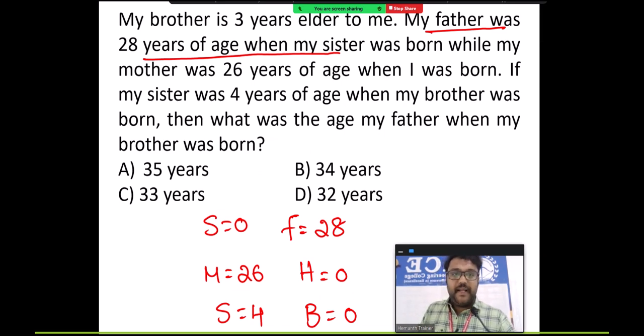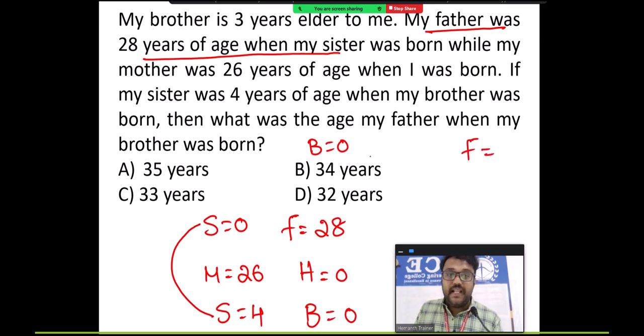Now, what was the age of my father at the time of my brother's birth? Right? Simple. I hope you got the answer by this time. Because see these two links. When sister's age is 0, father's age is how much? 28. Now the question is, when brother's age is 0, what will be the father's age, right? When brother's age is 0, sister's age is 4. When sister's age is 0, father's age is 28. When sister's age is 4, father's age will be 32. That's it. Option D.